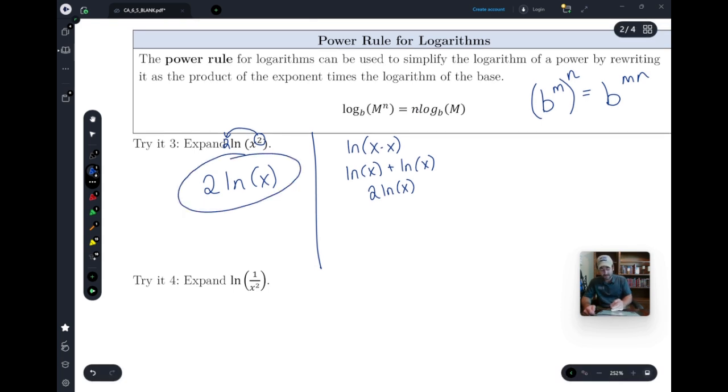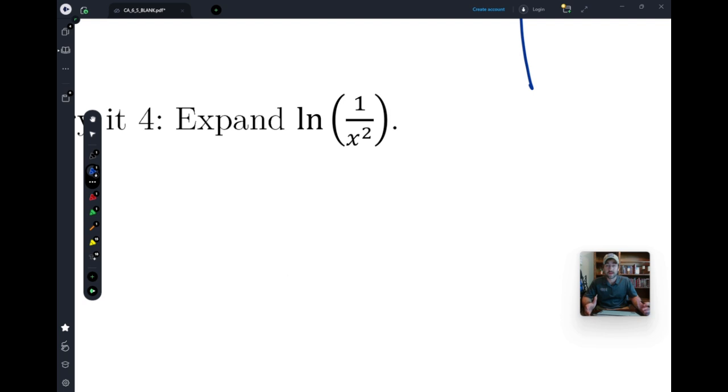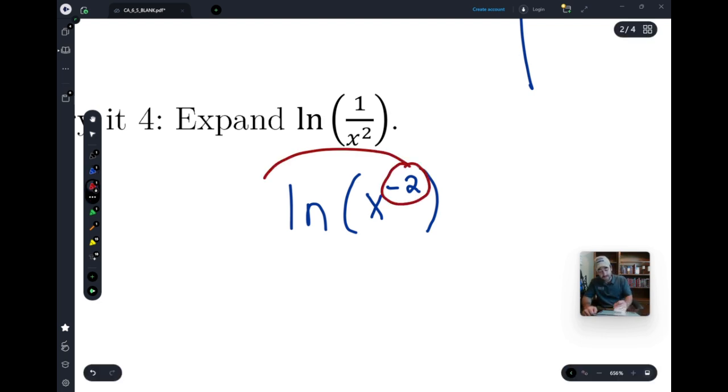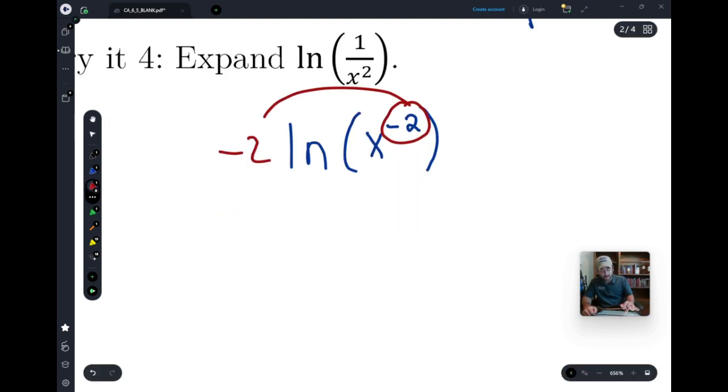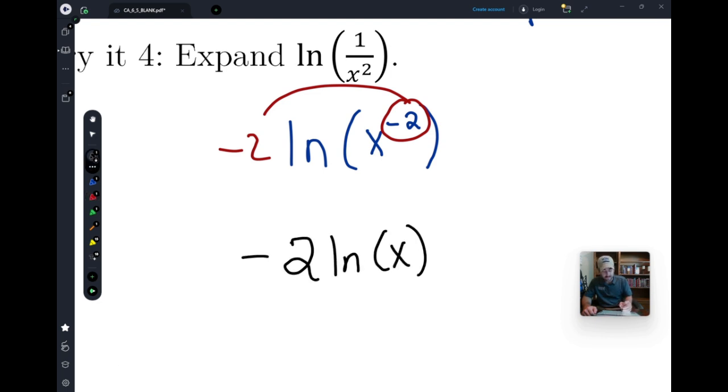All right, let's keep going. I think this one's going to apply a bunch of rules. The rule that I prefer using is the simplest one, which is to bring it out to the front. Take that exponent and bring it to the front. In order to do that, though, we need to know one little property of exponents, which is that if you have an exponent on the bottom, it's the same as having a negative exponent on the top. Negative exponents flip the fraction. So now we can just take that negative 2 and bring it out to the front and be left with negative 2 ln of x.